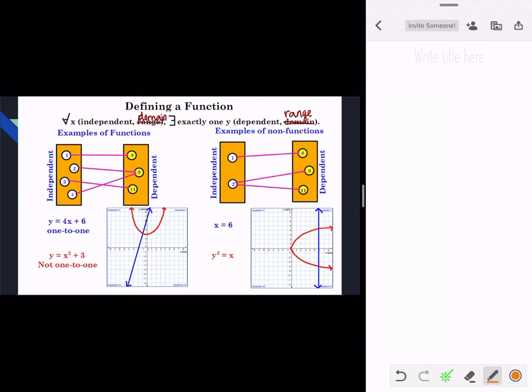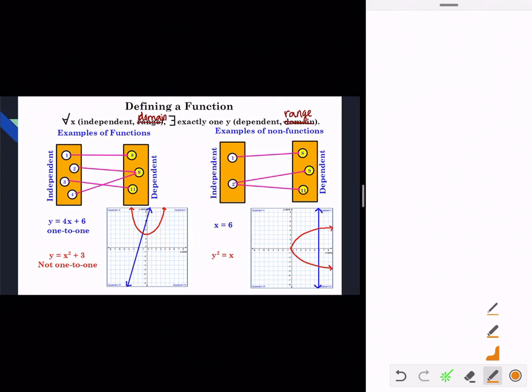A really easy way to test it is what they call the vertical line test. You put a straight line through the graph of the equation, and if it only meets at one point, then it's a function. But if anywhere on the graph it can meet at two or more points, then it's not a function. Let me scroll down.